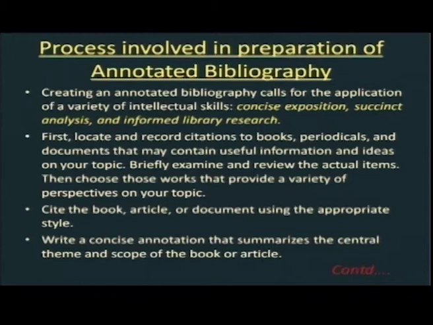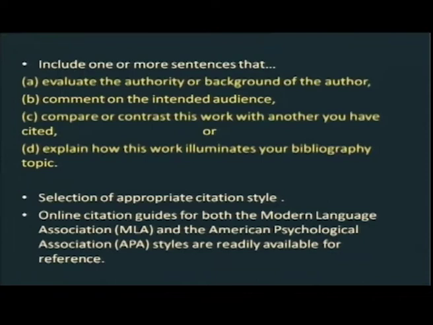So, creating an annotated bibliography calls for the application of a variety of intellectual skills, for example, concise exposition, succinct analysis and informed library research. So, three components. First, locate and record citations to books, periodicals and documents that may contain useful information and ideas on your topic. Briefly examine and review the actual items, then choose those works that provide a variety of perspectives on your topic. Cite the book, article or document using the appropriate style and write a concise annotation that summarizes the central theme and scope of the book or article. So, please remember, these three components are important.